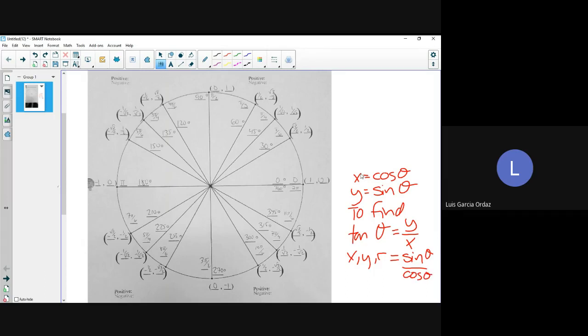So let's try it for one. Let's take tan of pi over 4. Our sine value is 1 over root 2 divided by our cos value, which is also 1 over root 2. You flip the second fraction over.